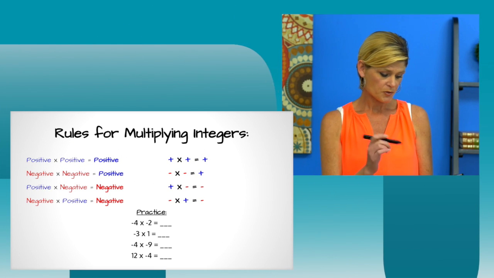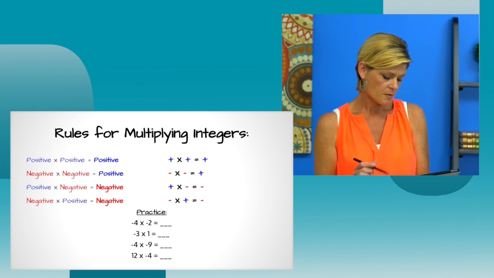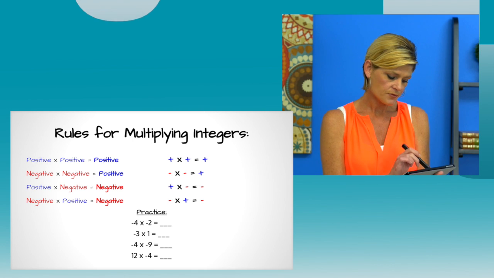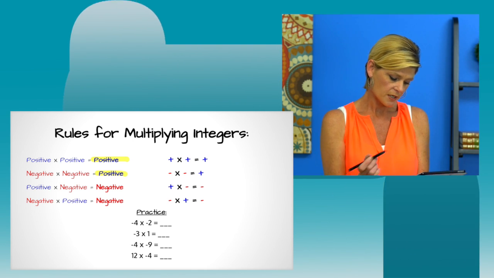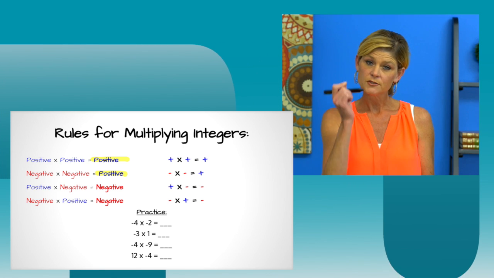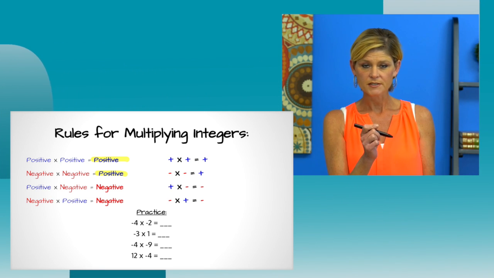First of all, I just wanted to take a minute and review what we learned about multiplying integers. I've put the rules up for you here again. Remember, a positive times a positive is going to be a positive. A negative times a negative is going to be a positive. Remember, when the signs are the same, the answer is going to be positive.